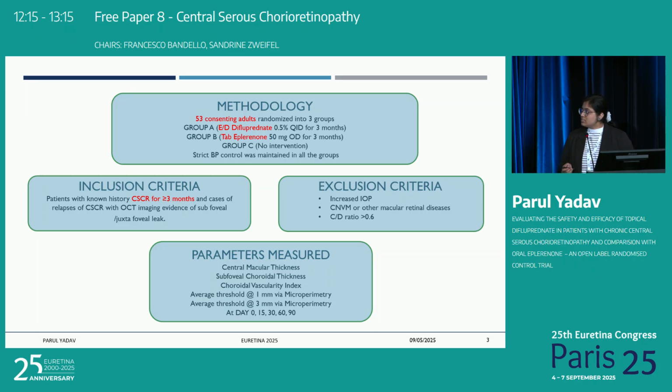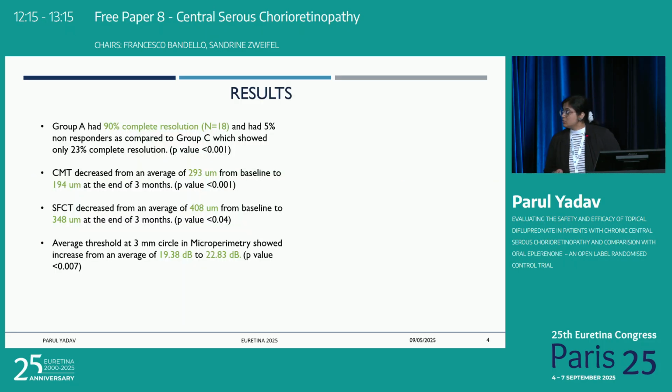And we measured various parameters like the central macular thickness, subfoveal choroidal thickness, as well as the vascularity index, including the average thresholds at various intervals up to 3 months. So in our study, we found that group A, the difluprednate group, had 90% complete resolution as compared to only 23% resolution of the subretinal fluid in group C.